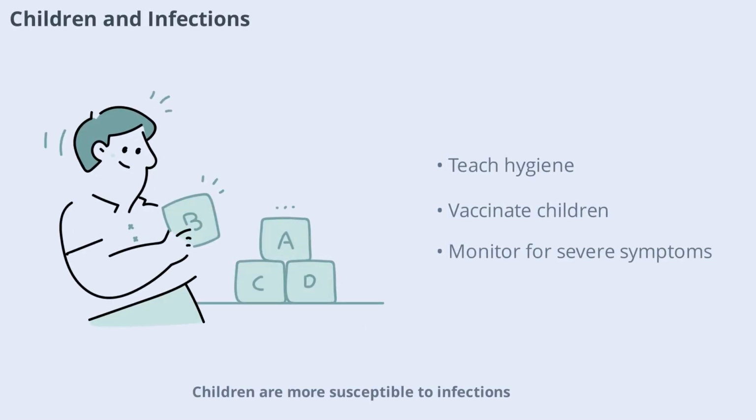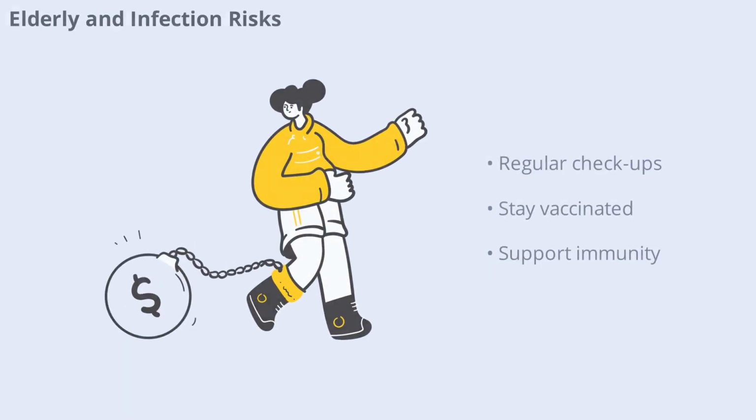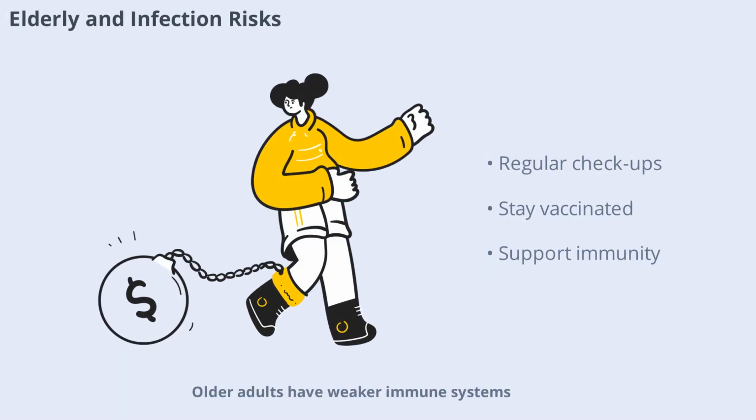Children are more susceptible to infections because their immune systems are still developing. Teach kids good hygiene, ensure they receive recommended vaccines, and keep them home when they're sick to prevent spreading illness. If your child has a high fever or trouble breathing, seek medical attention promptly. Older adults have weaker immune systems, making them more vulnerable to both bacterial and viral infections.